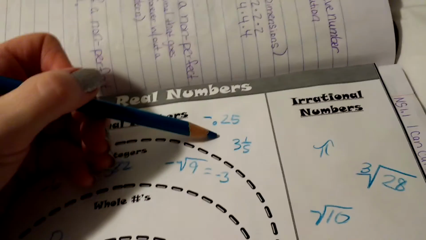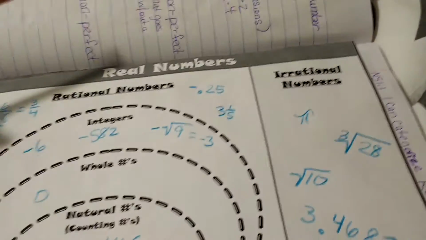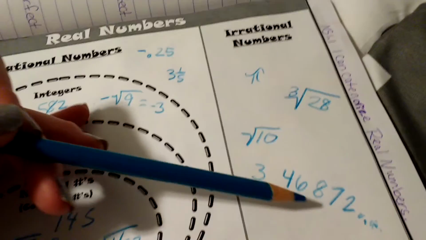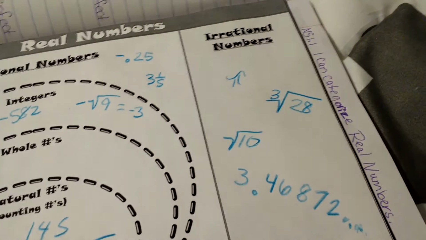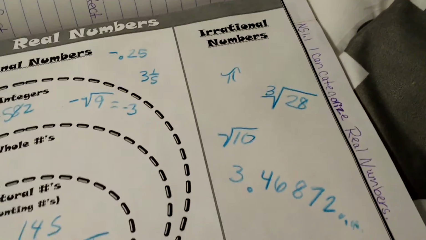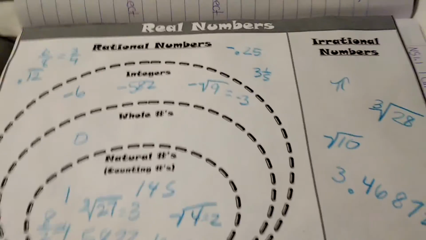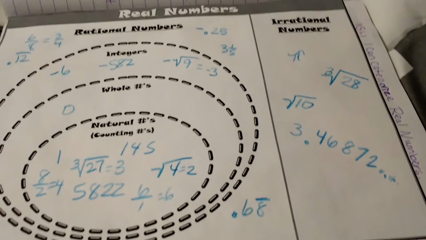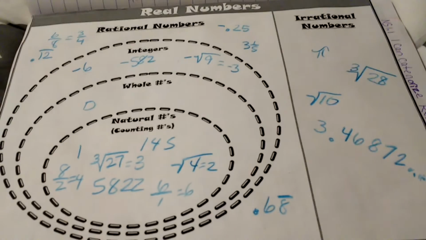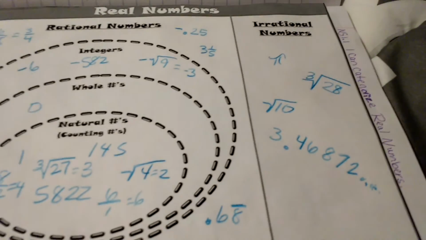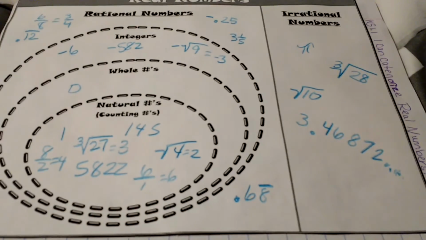So any regular terminating decimal or a repeating decimal is considered rational. If the decimal goes on forever without a pattern, like you can't predict what the next digit's going to be and it just ends on your calculator because your calculator screen's too small, then that would be an irrational number. So hopefully this helps you with categorizing real numbers, rational numbers, integers, whole numbers, and natural numbers, as well as irrational numbers. You're going to try an activity after this to see if you've got it.